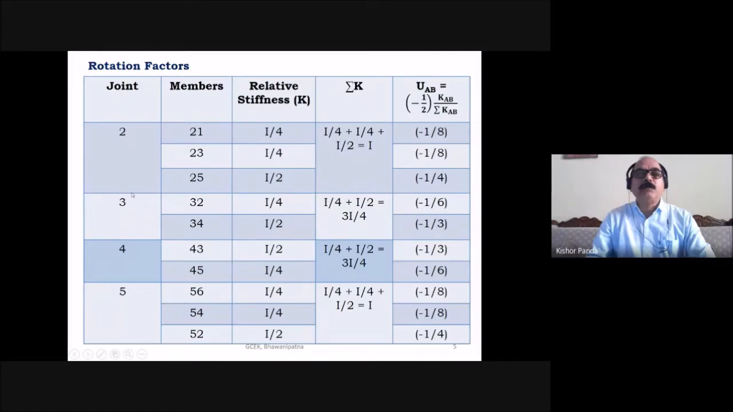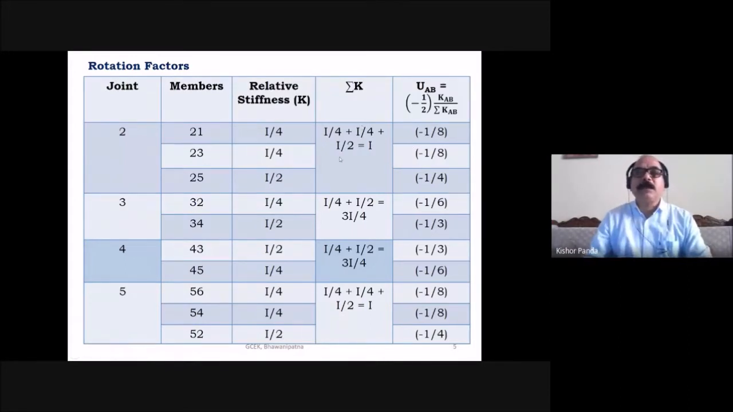In a similar way, find out the relative stiffness of joint 3. K3 is equal to K32 plus K34, which is I by 4 plus I by 2, equal to 3I by 4. Then K4 is equal to K43 plus K45, which is I by 4 plus I by 2, equal to 3I by 4. Similarly, K5 is equal to K56 plus K54 plus K52, which is I by 4 plus I by 4 plus I by 2, equal to I. So these are the relative stiffnesses of joints 2, 3, 4, and 5.